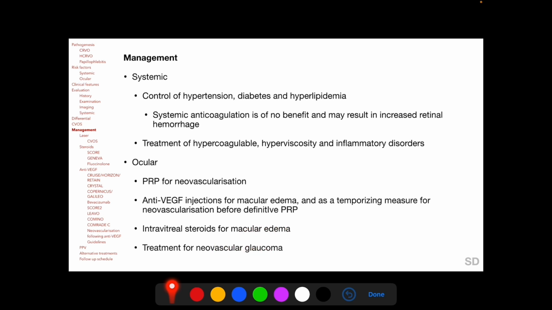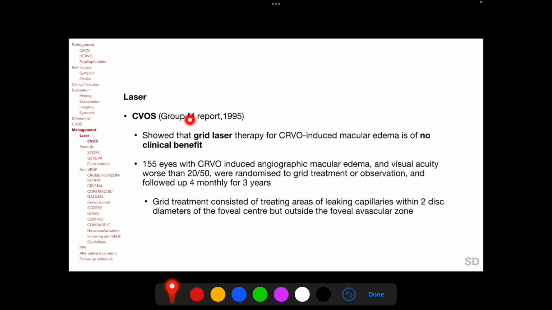It is important to note that pan-retinal photocoagulation is the definitive treatment for neovascularization, and although anti-VEGF injections cause regression of neovascularization, anti-VEGF injections are not considered a definitive treatment for neovascularization, and intravitreal steroids are not indicated for neovascularization. Group M report of CVOS showed that grid laser therapy for CRVO-induced macular edema is of no clinical benefit, and it should be remembered that CVOS was conducted in the pre-anti-VEGF era.